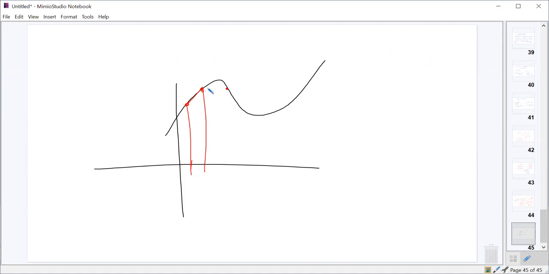Then we say our next point was here. We draw a trapezoid. And our next point was here. We draw a trapezoid. And we'd sum together the areas of all those trapezoids.